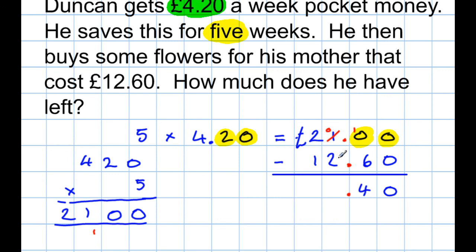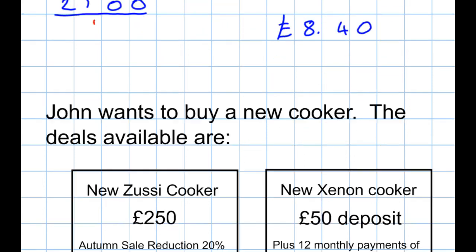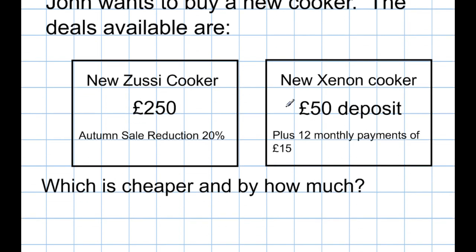Then it's 0 take away 2. Again, I can't do that, so I borrow. So that goes down to 1, and I put a 1 in front of the 0. 10 take away 2 is 8. And then 1 take away 1 is nothing, or 0. We tend to leave 0 if it's the first figure. We just ignore it. And then I write clearly my answer, including the units. He has £8.40 left. Right, now, here's a more involved one.